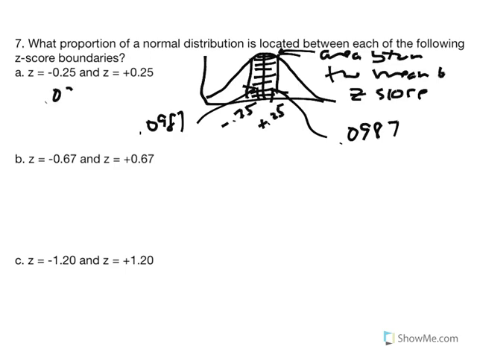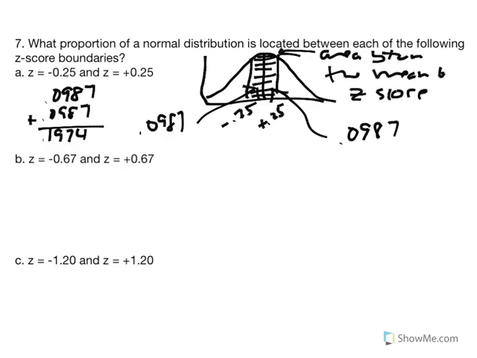So 0.0987 plus 0.0987, we get the area that's represented by 0.1974. Let me check to make sure that's all correct. Okay, so the proportion of the entire distribution that represents z scores of negative 0.25 all the way to positive 0.25 is equal to 0.1974, or 19.74% of the distribution is represented by these z scores of negative 0.25 to positive 0.25.